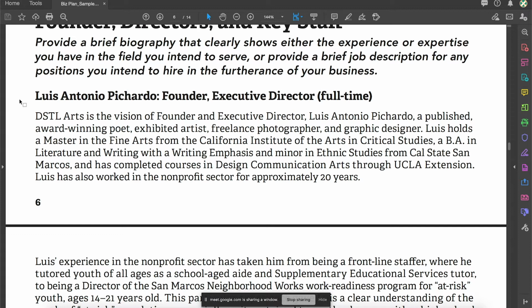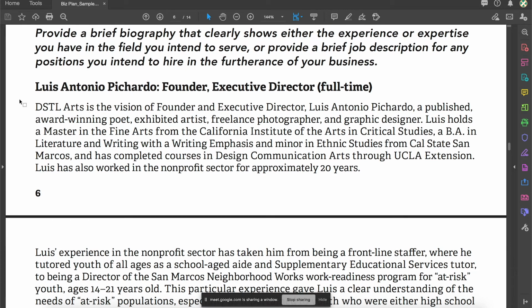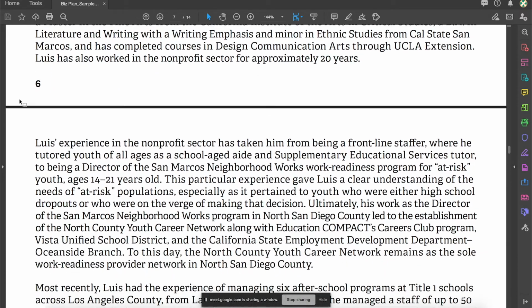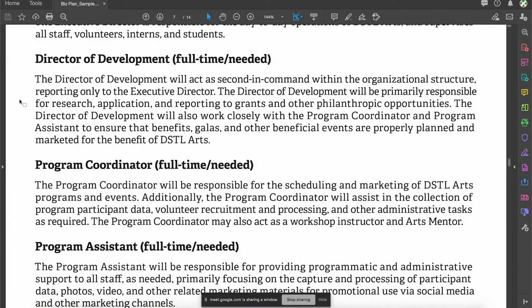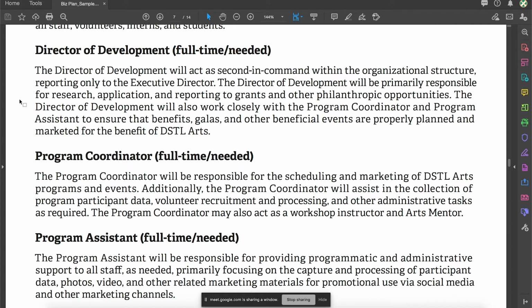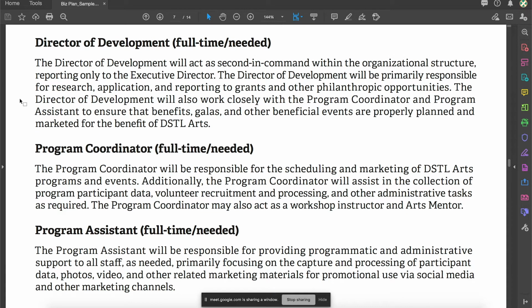If you're wanting to be a working artist, the fact that you attend workshops, the fact that you are actively looking to publish work, those are things that also say that you have experience and are actively working in the field of the arts. So feel free to use that information in your biography. Now here, as you can see, I included my bio. It is a longer one, but for the jobs that I still have yet to fill in DSTL Arts, these are the basic job descriptions. And you'll want to say if it's a full-time position and if it's a position that is still yet to be filled.